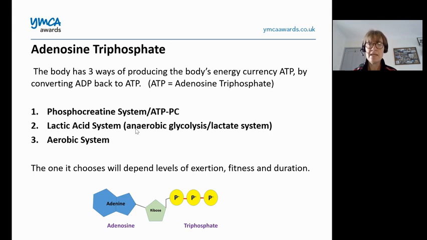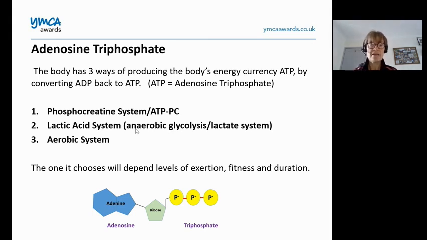The reason we need energy sources from those fuels is because energy is released when ATP is broken down. One of the phosphate groups is released, causing it to break down to ADP plus P. In that breakdown of ATP, energy is released, and we need the fuels to recreate ADP back into ATP. So there are three ways that the body does this conversion.